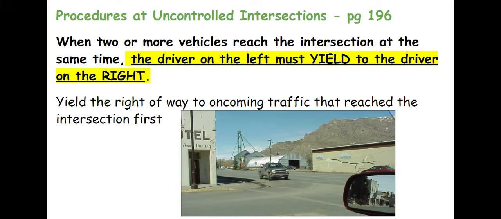So what are the procedures you must follow in uncontrolled intersections? There's that rule about when two or more vehicles reach the intersection at the same time, the driver on the left must yield to the driver on the right. In many cases, again, never assume you are the driver on the right and that the other driver is going to give you the right of way. You're going to learn how to determine if that driver is going to give the right of way, but you always must be ready to stop because of the actions of the other driver.